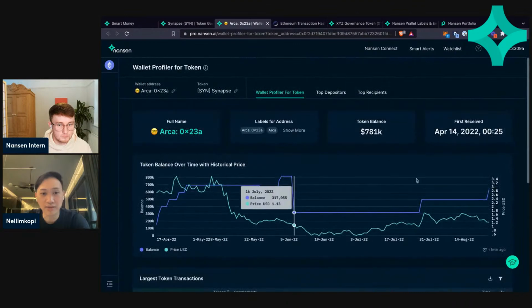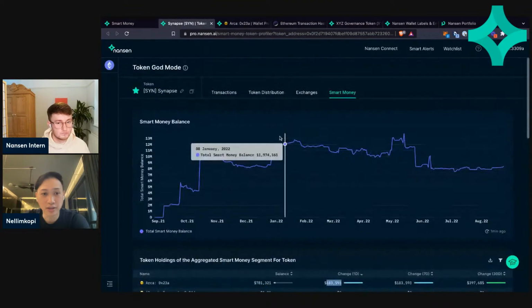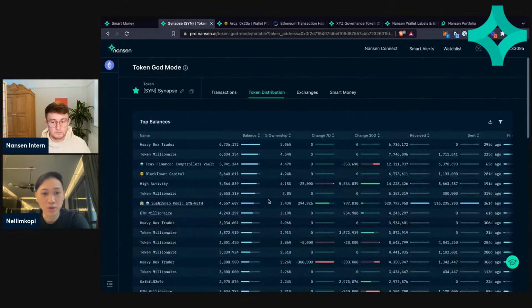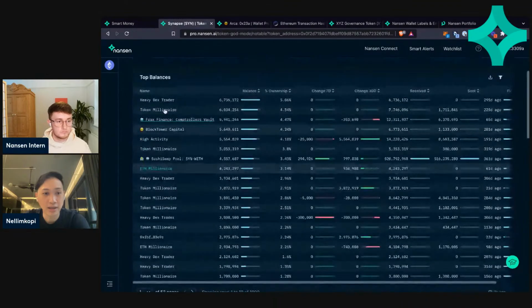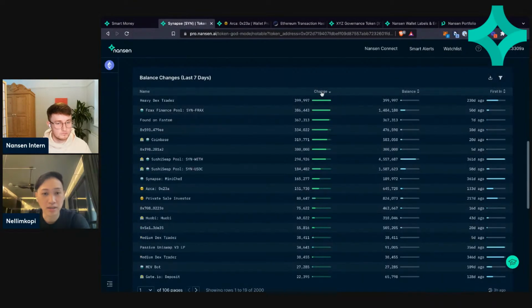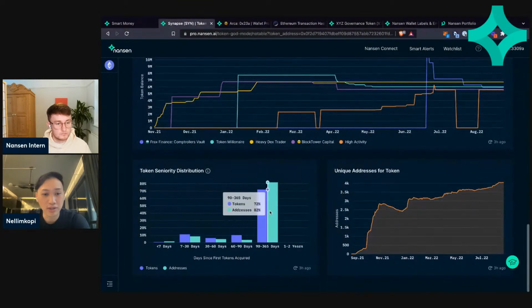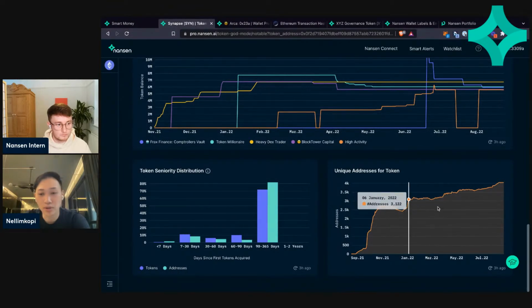So now that I've seen a particular fund buying this token, I can then start doing my research on this Synapse token by looking at the token distribution, who are the top balancers. You can see Block Tower Capital, which is another fund here as well. You can look at the balance change for the last 7 days, look at who has been receiving, who has been selling. You can look at the seniority distribution, how long they have been holding the token, as well as the adoption for that particular token. So you can see it climbing upwards. You can see the unique addresses have been moving up in a very steady manner.